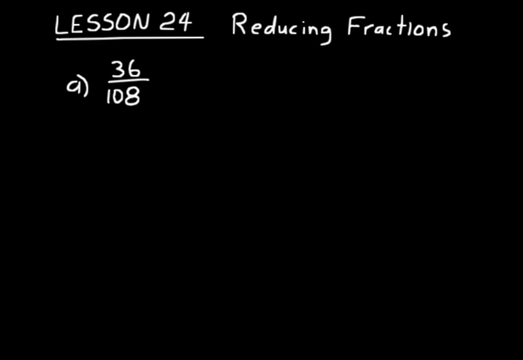Look at practice problem A. I want you to reduce 36 over 108 to its simplest terms, or lowest terms. A big fraction like that, the best thing to do is to use prime factorization first. Now you could do it like we did in lesson 15, where you find the greatest common factor, but these are pretty big numbers, so it's harder to find the greatest common factor. Just take 36 and 108 and do the prime factorization of each one separately.